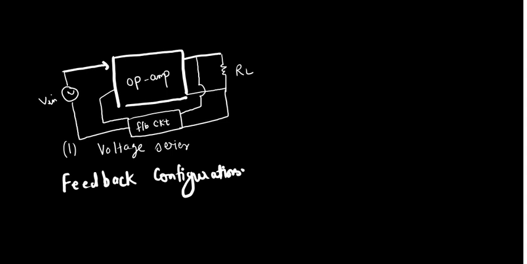Then दूसरा क्या होता है? What is the second type of feedback configuration? Voltage shunt, current series, and current shunt. So quickly I would just draw. This is your op amp.